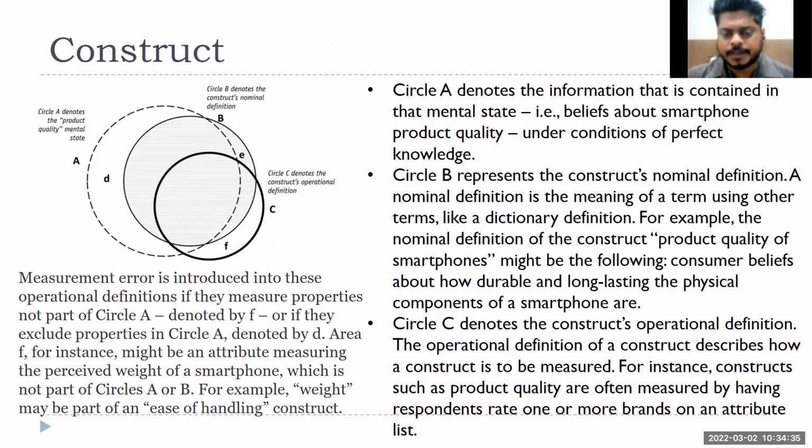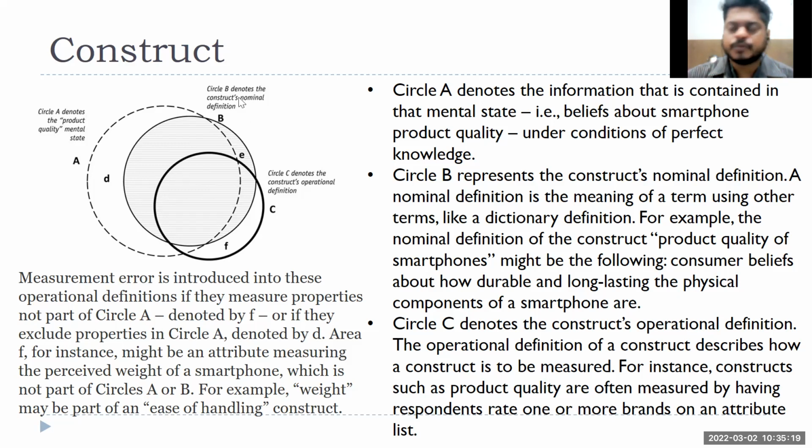This is a little bit tricky, so don't get disheartened by it, but it generally shows that what we are going to measure may not be the true thing. Let's say circle A denotes one marketing construct, product quality: what a customer feels about the product quality. Think about the phone you are using and the quality of that product. There are many things in your mind which build your definition of product quality, and only you know that, if I want to understand your perception.